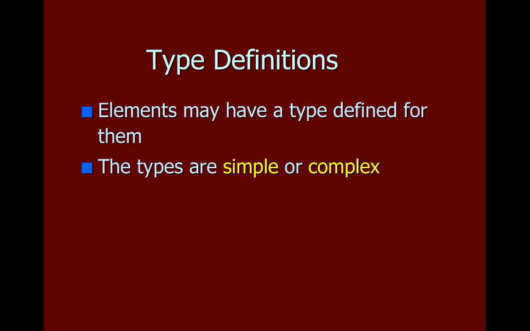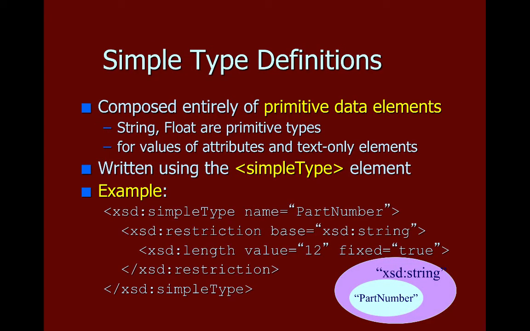Elements may have a type defined for them. The types are simple or complex. If you look at simple types, it can be, for instance, a form of restriction, right? So you want to declare a simple type called part number, and the base of it is a string. In other words, part number is a type of string whose length is 12. Fixed is true, that means it's exactly 12.